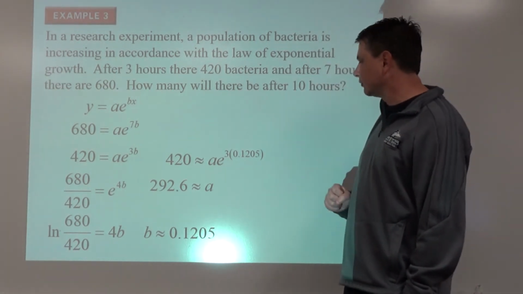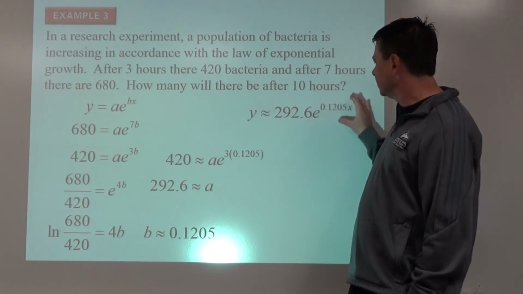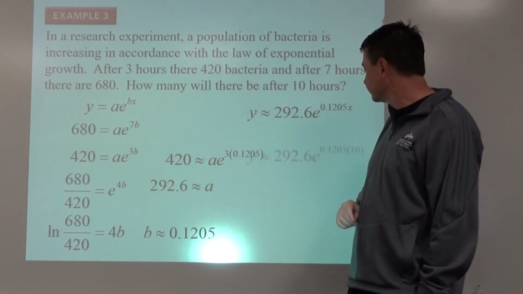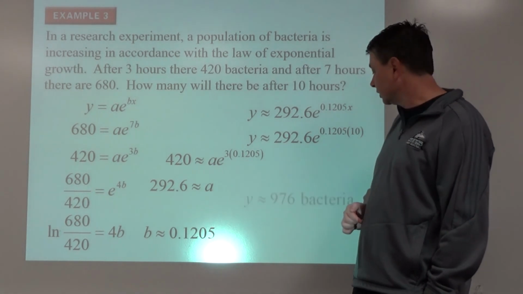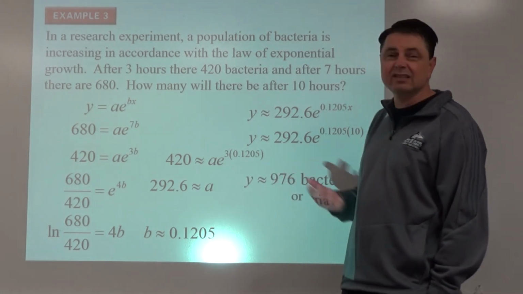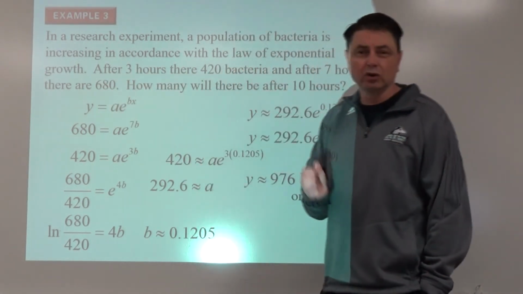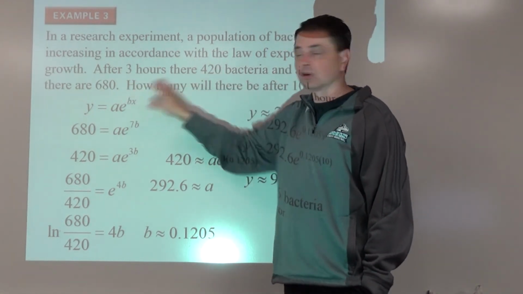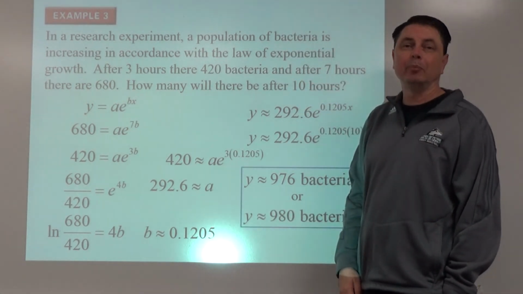How many will there be after 10 hours? So starting amount, e to the, there's our function. If we want to know for 10, we can just substitute in the 10. If we do that calculation and go to the nearest bacteria, we get 976. But you might have noticed in the original problem, because it's difficult to count individual bacteria, it's more likely that we might round to the nearest 10. It might be more appropriate to say 980 bacteria.